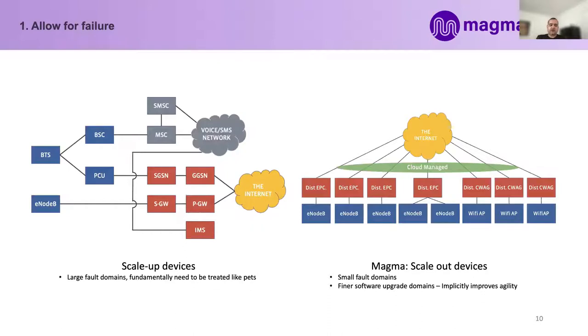So allowing for failure. This one is fairly obvious. So scale-up devices have a large fault domain, and they fundamentally need to be treated like pets. By distributing the EPC or the 5GC, what we're trying to achieve with Magma is that the fault domain of each device is pretty small. Further, the finer the fault domain, the easier it is for us to upgrade these nodes. Implicitly, this improves agility a great deal. This is one of the key things that we are also learning at Facebook in our data center, is that by pushing network workloads to smaller distributed form factors, we're able to upgrade them at an incredible velocity, and that helps us keep our competitive edge.